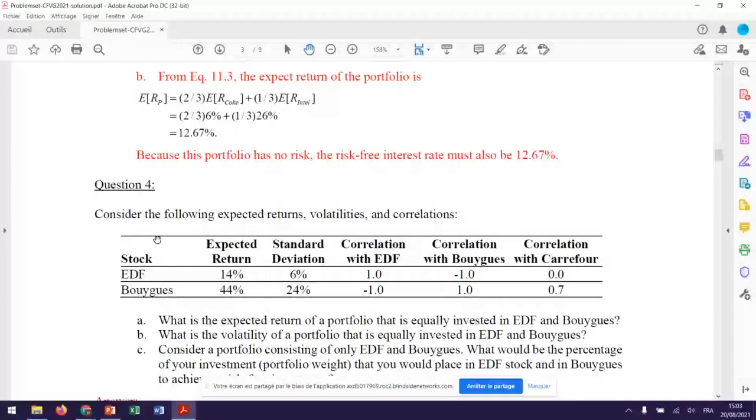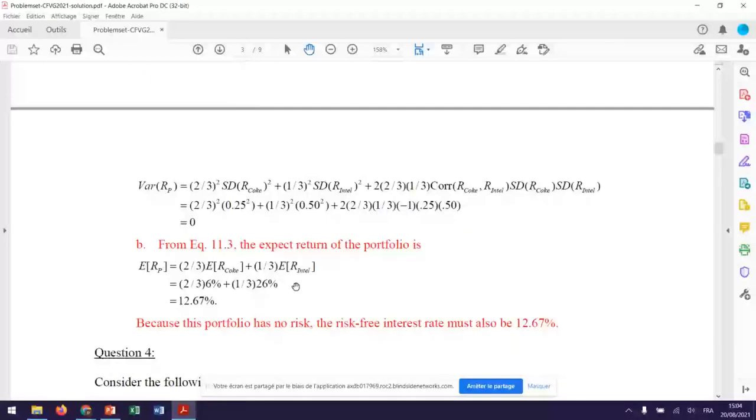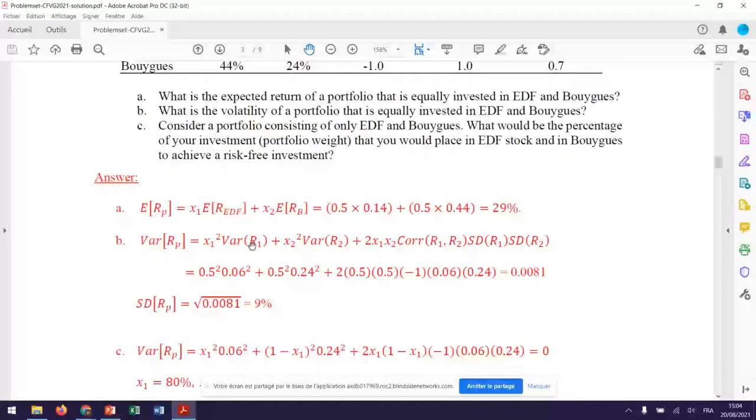Consider expected return, volatility, and correlation. It's very straightforward, the same thing. You have the expected return of EDF stock, which is the electricity company in France, called Electricity of France. And Bouygues Telecom is a telecom company. And then you have the correlation, which is minus one, almost the same as question number 3. Okay, you can solve it the way we did the expected return for the first question.